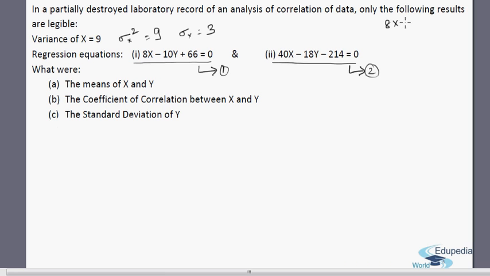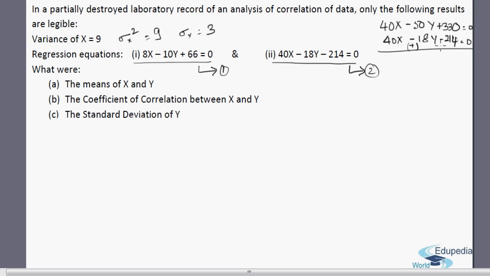Okay, you have 8x minus 10y plus 66. Let's solve it for, let's say, x. So let's multiply the first equation by 5, because 5 into 8 is 40. So we will have 40x minus 5 into 10 is 50y plus 5 into 66 is 330 equals 0. The second equation is 40x minus 18y minus 214 equals 0.